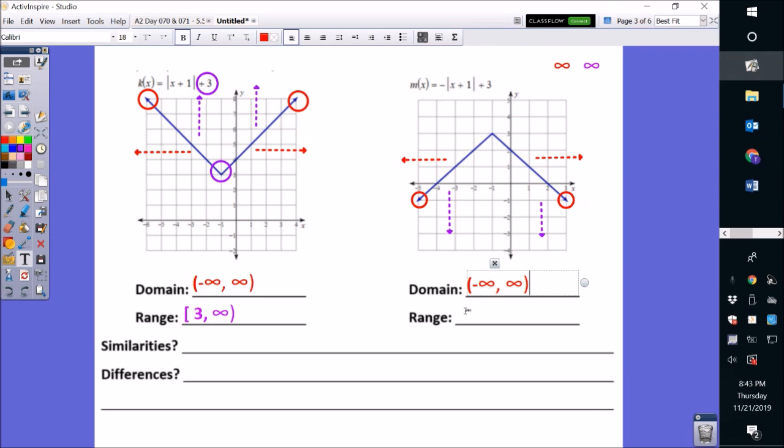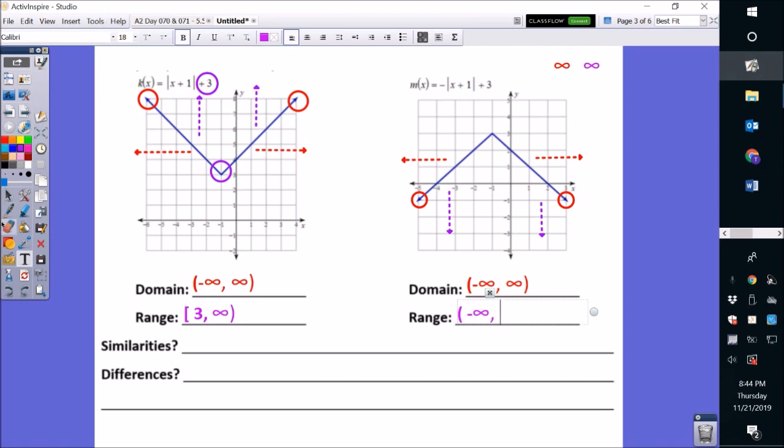Now let's take a look at our range. This is the bottom y value of the graph. Since it's at the bottom, and you can see with the arrows, it goes forever downward. Since it's going downward, it mostly involves negative numbers. Therefore, since it's going downward forever, we're going to start at negative infinity. Or you can say that the bottom y value is negative infinity.